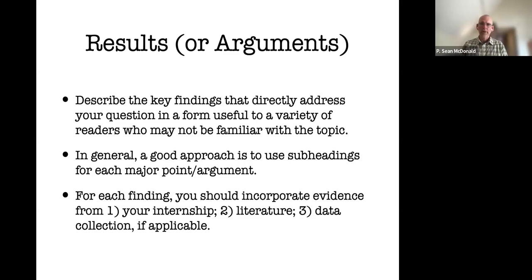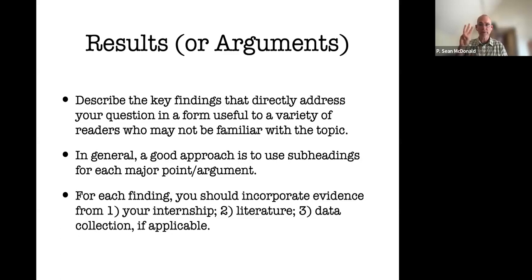All right. The really important part about the results section, or the key findings section, whatever you want to call it, is that you need to highlight the big takeaways from your work, usually 3 to 5 big takeaways. And you should be able to support your key findings with evidence.